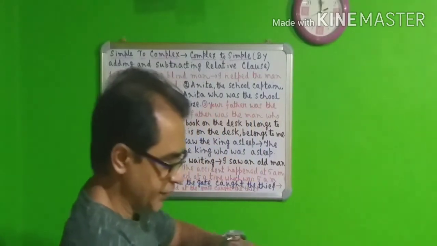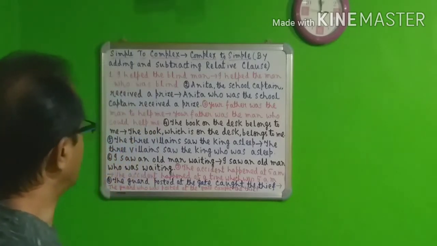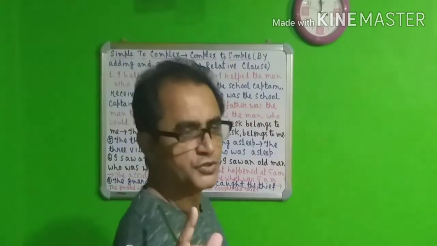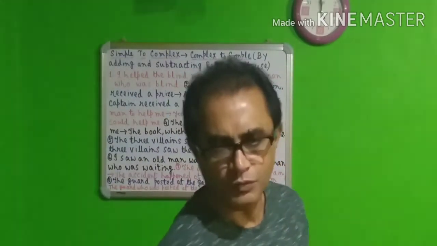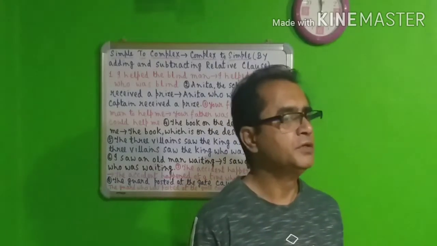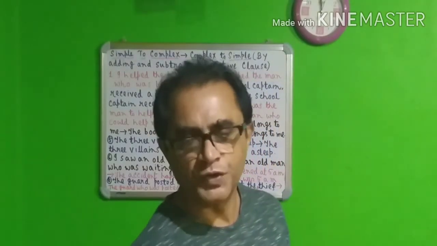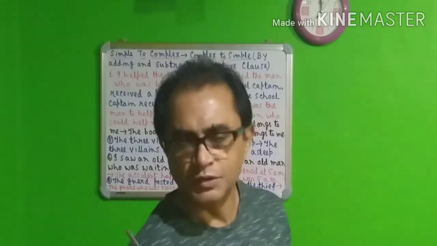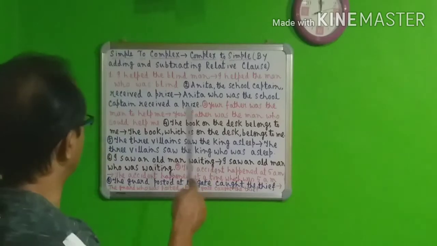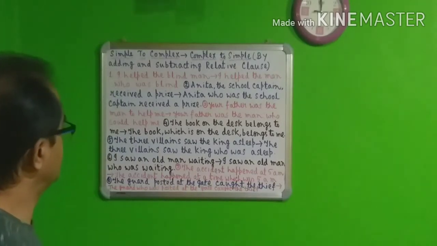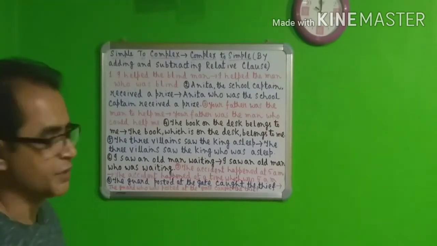Let's go to another example. Here we shall expand the noun in apposition. Noun in apposition means some words will be placed after a noun and they will tell you about that noun. For example, Delhi, the capital of India, is a large city. Here, the capital of India tells about the noun Delhi and it is called a noun in apposition. Here the same thing: Anita, the school captain, received a prize. What is the main verb? Only one verb here, that is received. So it is a simple sentence.